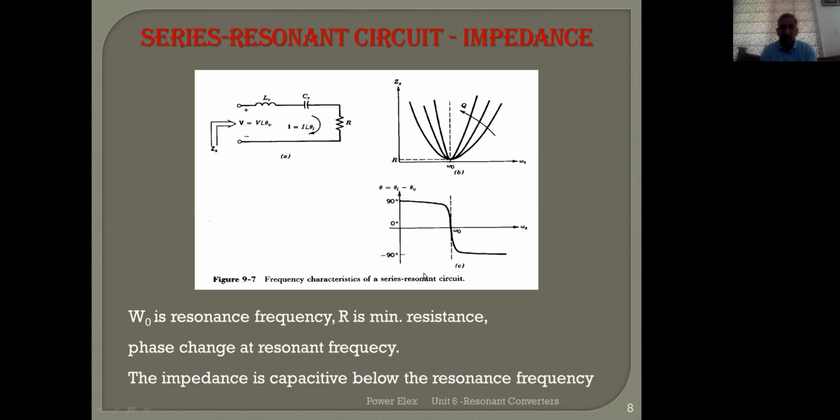But if I want to check the phase angle at resonance, that phase angle has to reach 0, whereas it was leading for frequencies less than the resonance frequency and it is lagging for frequencies higher than the resonance frequency. Means we can conclude that the impedance is capacitive below resonance and inductive above resonance.